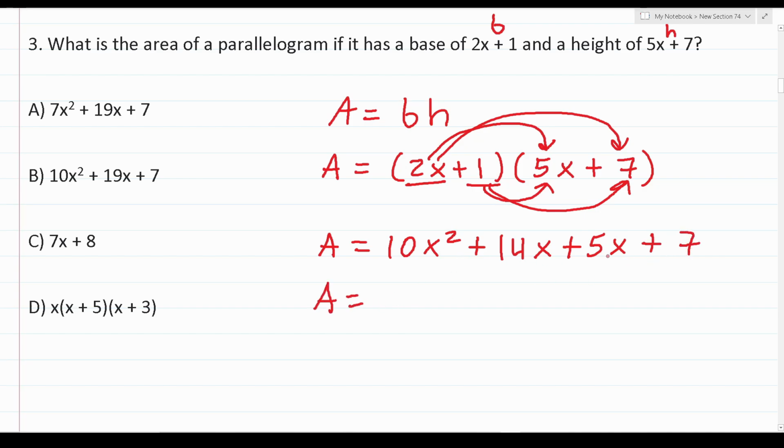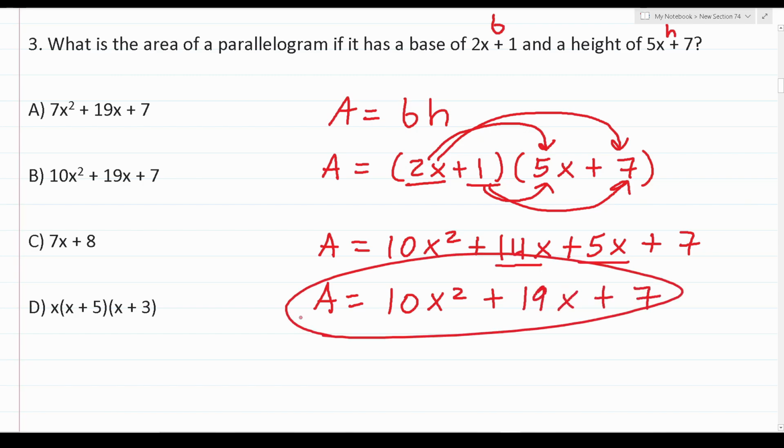This answer choice isn't there because we actually have to combine these two like terms, notably 14x and 5x, so this becomes 10x squared plus 14 plus 5 is 19x plus 7. And as we can see, that is answer choice B.